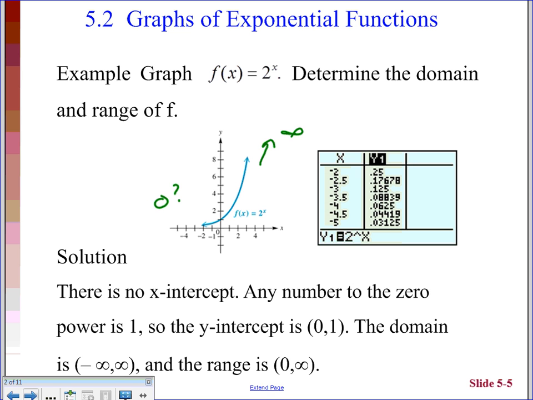And any number to the 0 power is 1. So the y-intercept is always here at 1. When x is 0, y is going to be 1. It doesn't matter what the base is on it. Anything raised to the 0 power is always 1. And the domain is negative to positive infinity, and the range doesn't include 0, and it goes up to infinity. So it never crosses the x-axis. It never gets to 0. That's an asymptote there at y equals 0.